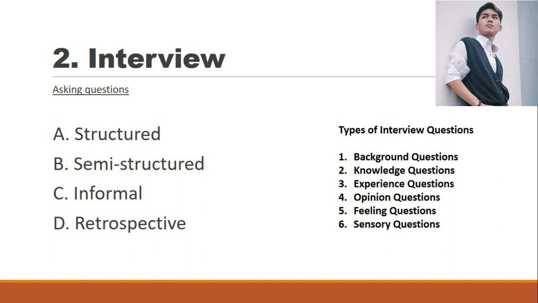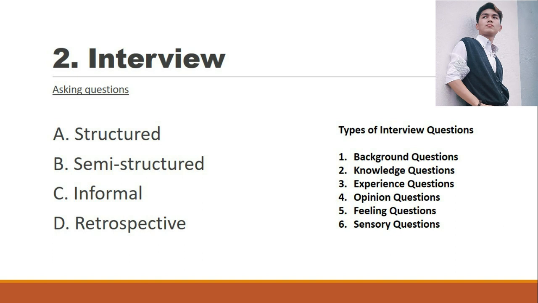Let's say for example, you have decided to use semi-structured interview, meaning to say you are prepared with your questions. You are prepared with your open-ended questions. So that is semi-structured interview. So we have the following types of interview questions na kumbaga makakatulong talaga sa atin kung effective ba yung ating gagawing questions. For example, number 1, these are the following types of interview questions. We have background, knowledge questions, experience questions, opinion questions, feeling questions, and sensory questions.